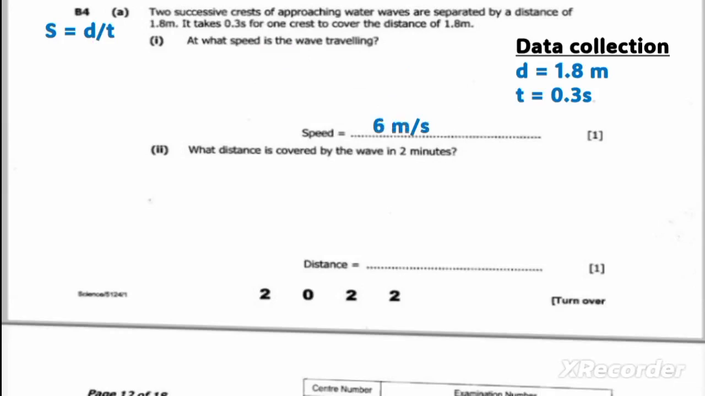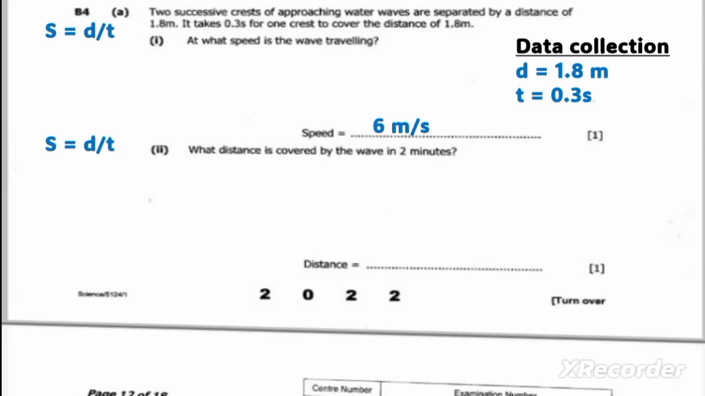We shift to the next question, which is question B4 Roman numeral 2. The question reads, what distance is covered by the wave in 2 minutes? So what formula are we going to use here? On this one, we are going to use the speed formula. Speed is equal to distance over time.